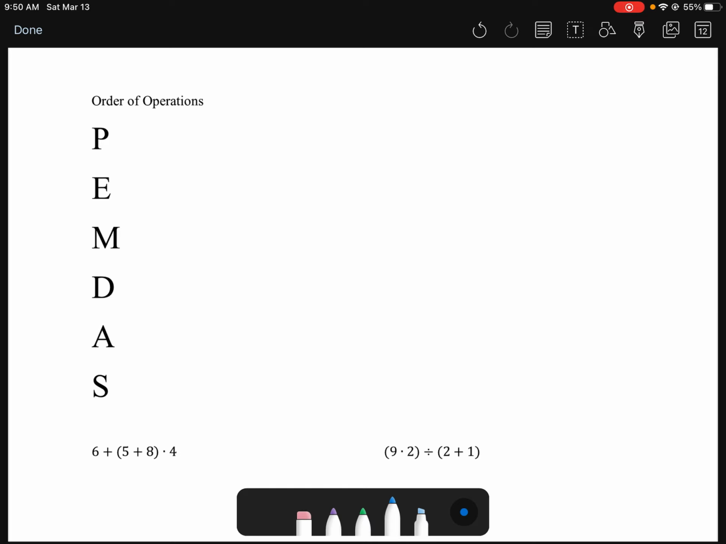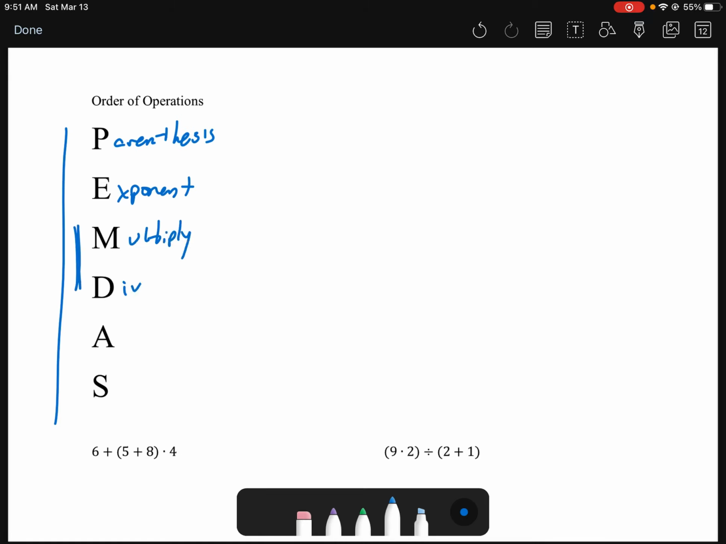We also went over the order of operations. You might have seen PEMDAS before. The P stands for parentheses. Those are any types of grouping. We want to make sure that we are simplifying those sections first. E is exponent. M and D go together, multiplying and dividing. Same thing with my A and S. Those guys go together, adding and subtracting.